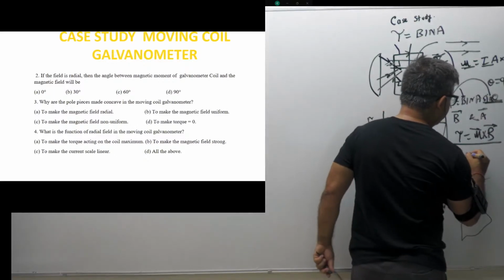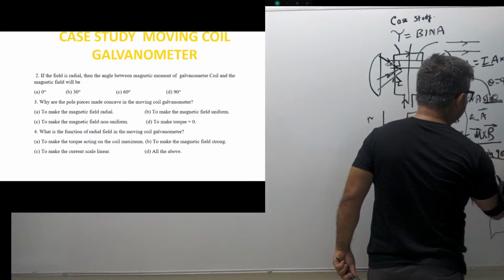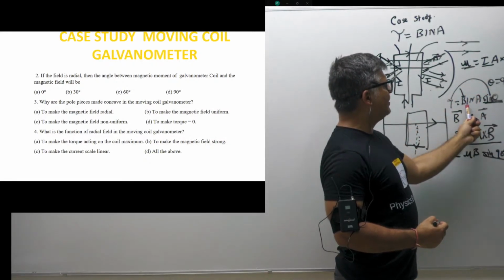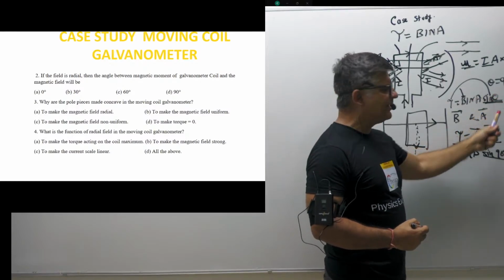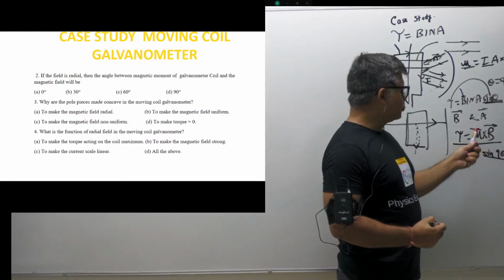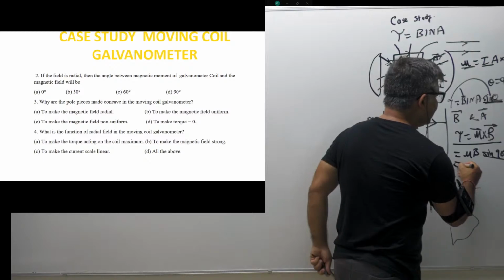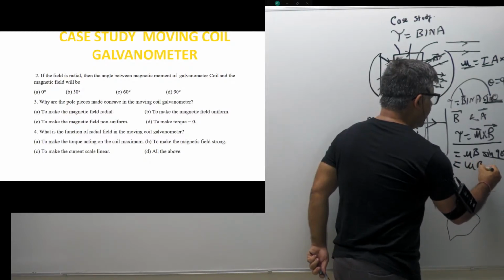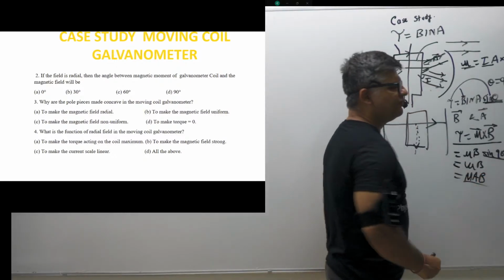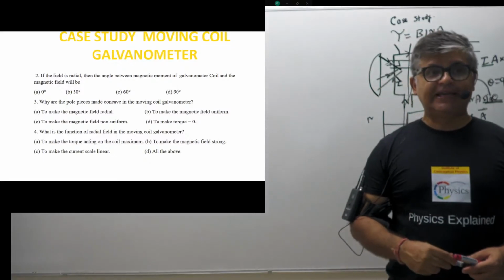So you will get mu B sine 90 again, right? It is one and the same thing that we used, BINA sine theta, where theta is equal to 90. Even in the torque expressed in magnetic moment, you still write mu into B and get mu B sine 90. So you will get mu, and then you can write mu as NIA, times B, the magnetic field. So the correct answer is D.